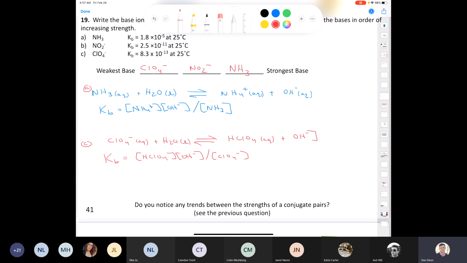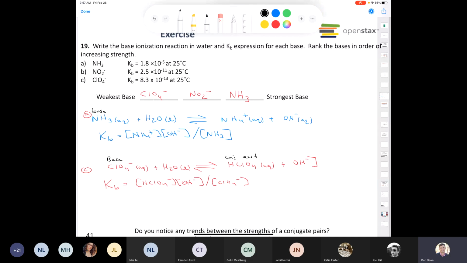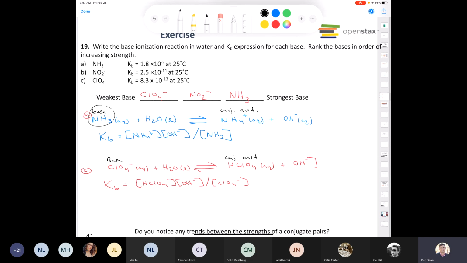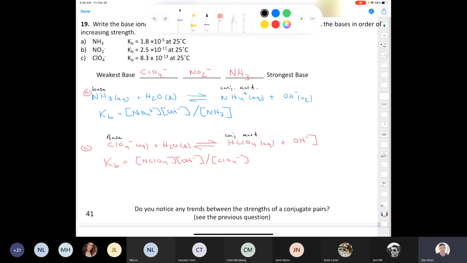So conjugate base and conjugate acid. Right, look, if this is your base, and this is your conjugate acid, and if this is your base, and if this is your conjugate acid, well, you see that ammonia is a stronger base than perchlorate, isn't it? Well, what about the strengths of their conjugate acids? We know that perchloric acid is a strong acid, right? Ammonium is a weak acid. What's the conclusion that we can draw? The stronger the base, the weaker the conjugate acid, and the weaker the base, the stronger the conjugate acid.